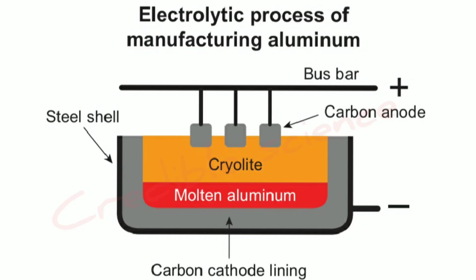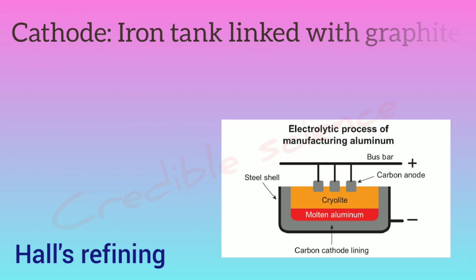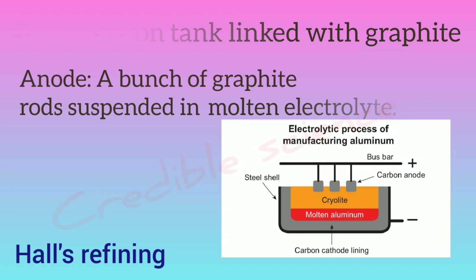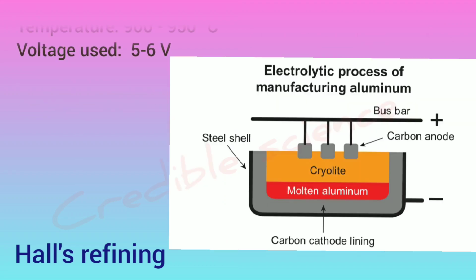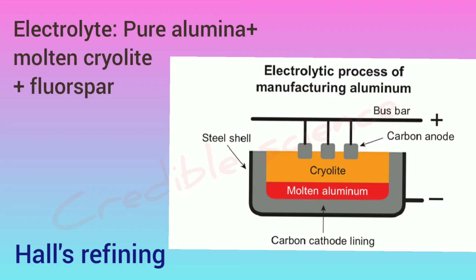Here there is a steel tank which has a carbon lining that acts as cathode, and there is a bunch of electrodes made of graphite that act as anode. This method is called Hall's refining. The temperature maintained in the tank is around 900 to 950 degrees Celsius and the electrolyte is pure alumina with molten cryolite and fluorspar. The function of the fluorspar is to reduce the fusion temperature of the electrolyte.